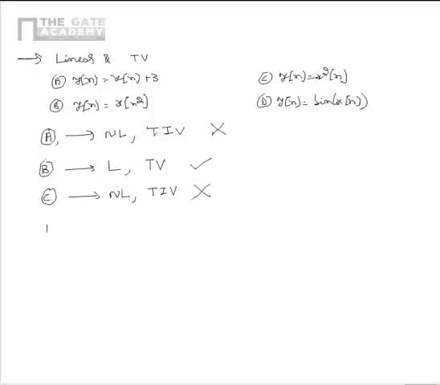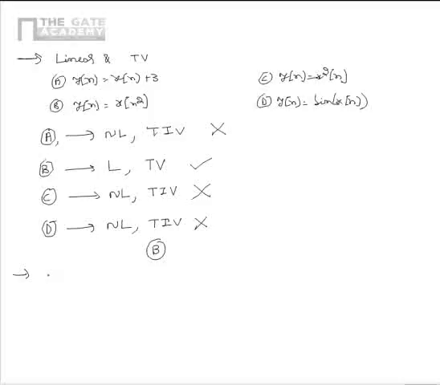So this is also not the required one. And the system in option D is y of n is equal to sine of x of n. This also doesn't satisfy the superposition principle, so it is non-linear. And we can show that the system is time invariant in this case, as a delayed version of input gives a delayed version of output. From this, we see that the system in option B is the correct system, which is as per the requirements that the system should be linear and time invariant.